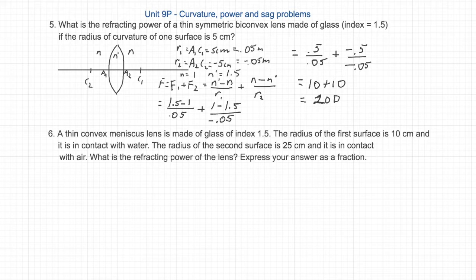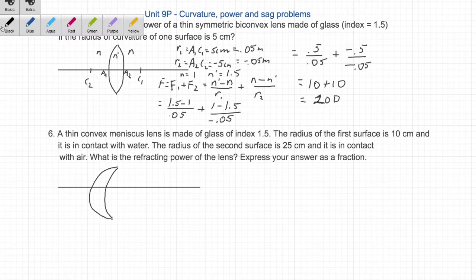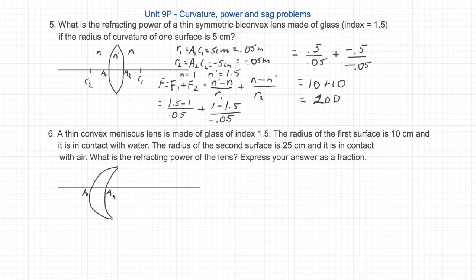Question 6, a thin convex meniscus lens is made of glass of index 1.5. The radius of the first surface is 10 centimeters, and it is in contact with water. The radius of the second surface is 25 centimeters, and it is in contact with air. What is the refracting power of the lens? Express your answer as a fraction. So we'll have fun with fractions here. Let's draw our optical axis, our meniscus lens. So we have A1 as the first surface's vertex, A2 the second surface's vertex, C1 and C2 are both on the right.